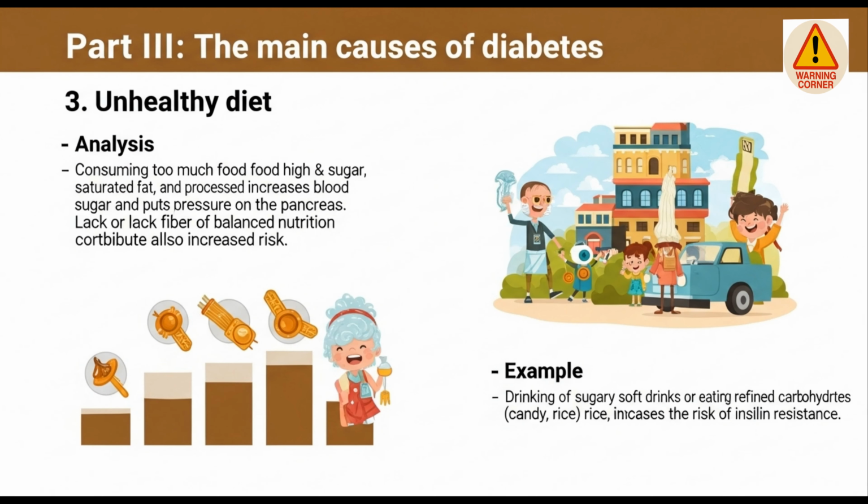Number 3. Unhealthy diet. Analysis. Consuming too many foods high in sugar, saturated fat, and processed foods increases blood sugar and puts pressure on the pancreas. Lack of fiber and balanced nutrition also contribute to increased risk. For example, drinking lots of sugary soft drinks or eating foods high in refined carbohydrates, candy, and white rice increases the risk of insulin resistance.